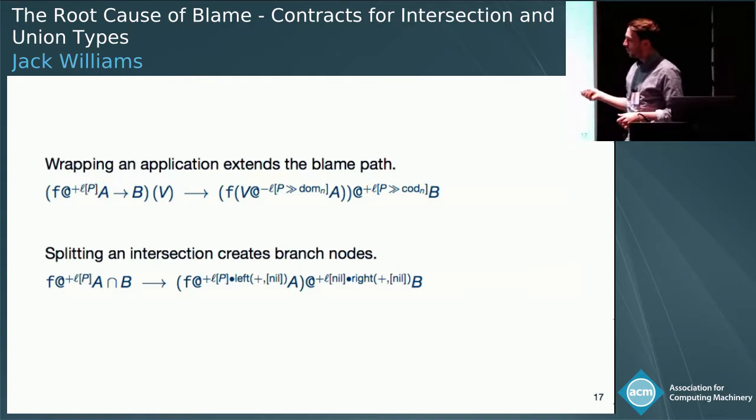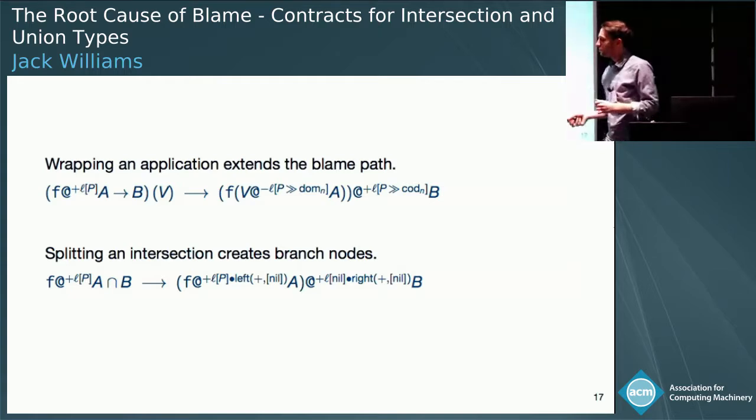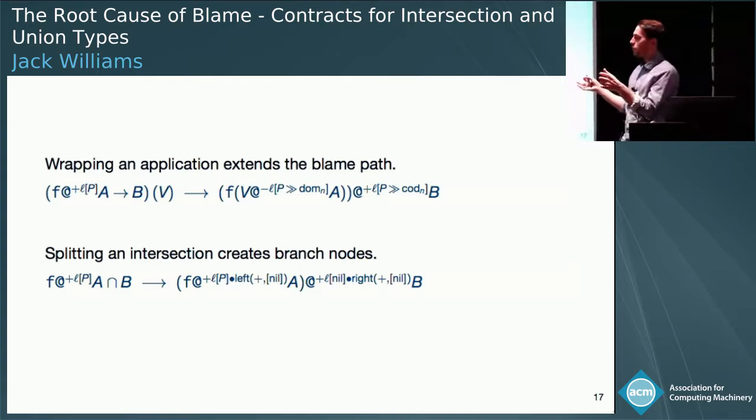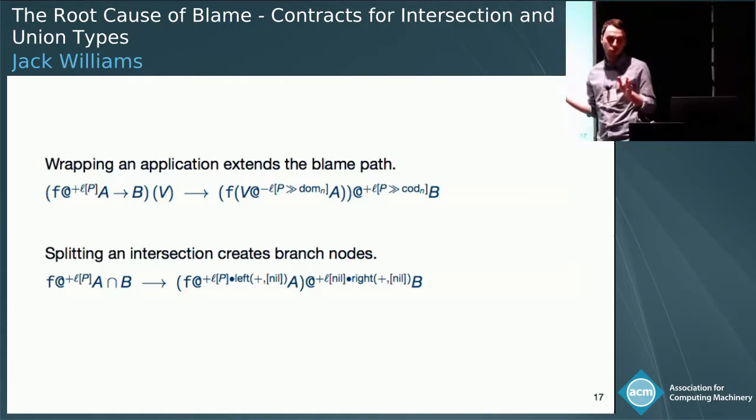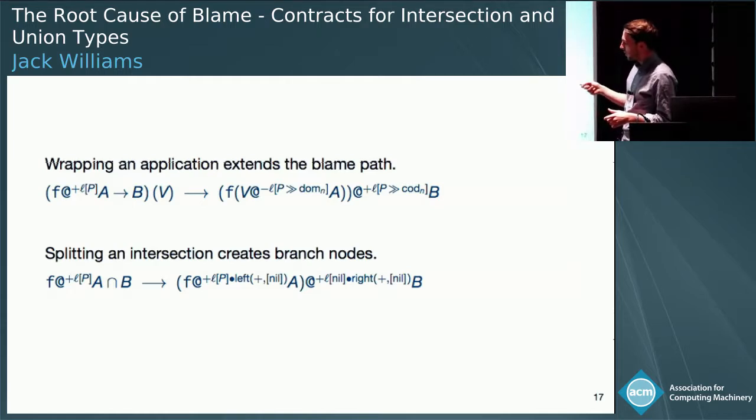And then for intersection, we're going to view intersection and union types as binary trees. Whenever you decompose an intersection, you create these branch nodes. So here we have a left branch and a right branch, and they both have a parent. This should be p, sorry. But in each case, the paths here start out as nil, the empty path. As soon as you decompose, you have empty paths because you haven't done any function wrappings yet. But then, of course, these can be extended as you wrap.